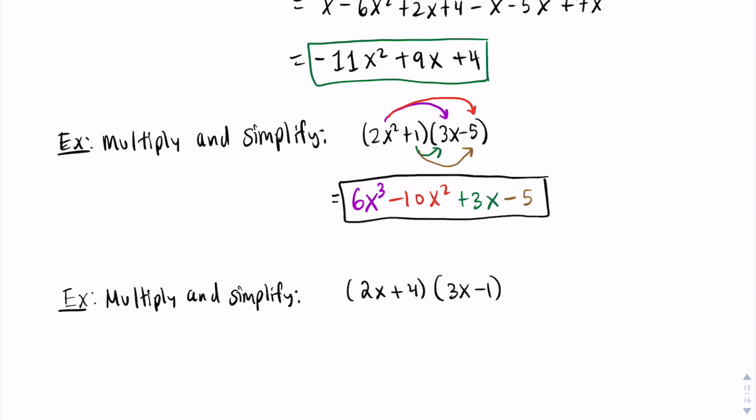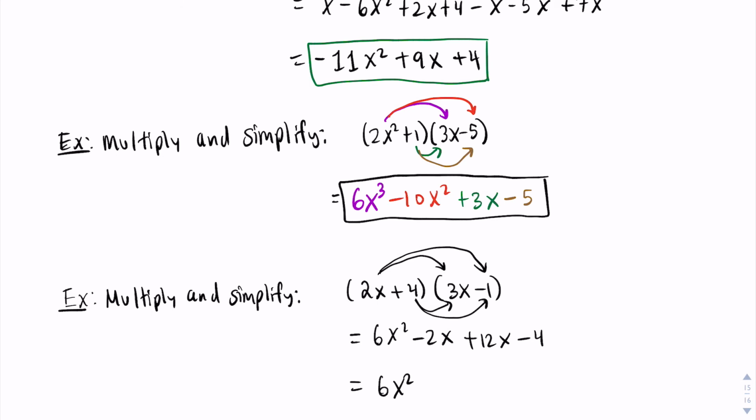So let's do the same thing that we did, but now let's do this a little bit faster. 2x times 3x will give me 6x squared. The 2x times negative 1 will give me negative 2x, and then the 4 times 3x will give me 12x, and then the 4 times negative 1 will give me minus 4. And now we have something else that we didn't have before. We have to consider the like terms, right? And so that's going to be 6x squared plus 10x minus 4.